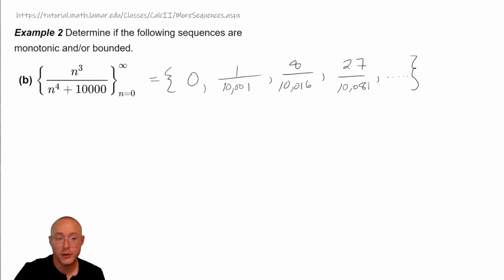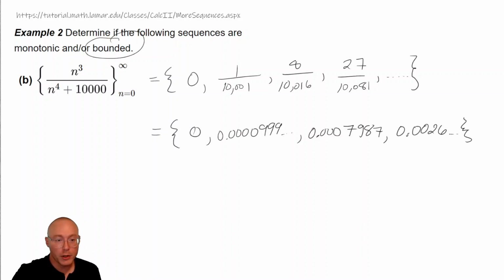So what's interesting about this sequence is that it's a little hard to tell if these terms are going to be increasing or decreasing, which will help us answer the question about if it's monotonic or not. So what we should do is maybe get a decimal equivalent for this. So let's go into our calculators and go ahead and see what we get. Let's start by talking about whether or not it's bounded.